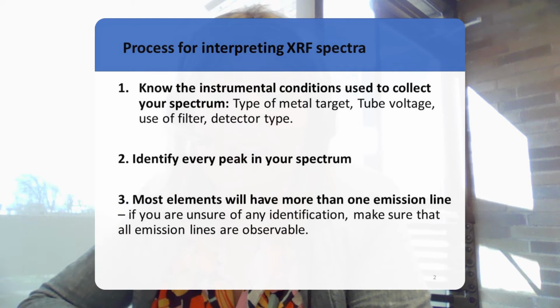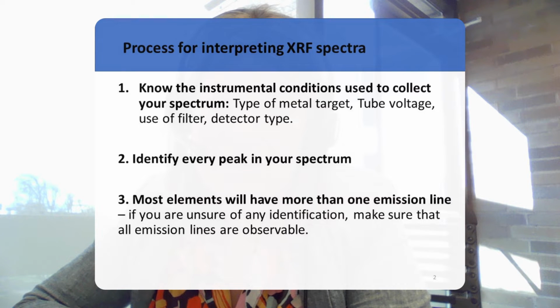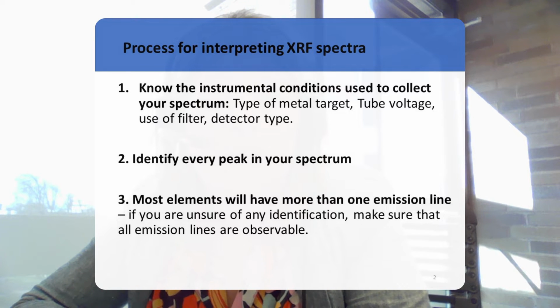Step 2, identify every peak present in your spectrum. Everything should make sense. There should not be any missing emission lines. Any unexpected peaks need to be identified. Step 3. Most elements will have more than one emission line visible in the spectrum. Those are lines such as the K-beta lines. Those other lines, such as the K-beta lines, should be observable. If not, then the K-alpha line may not be what you thought it was.